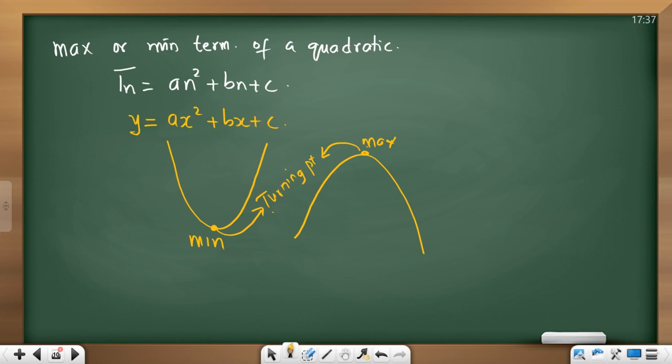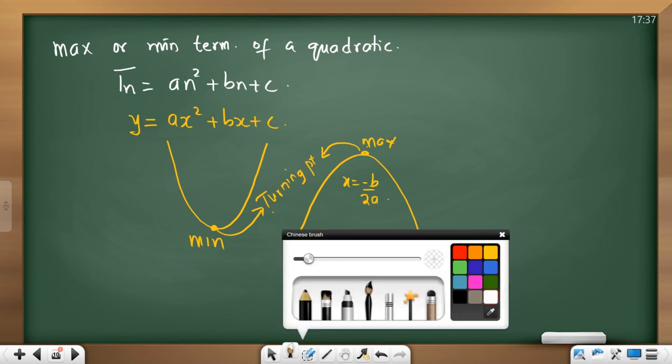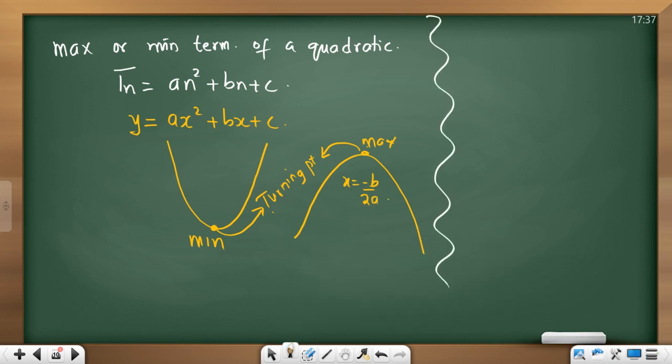And how do you find that? Remember, this one is x equals minus b over 2a. You do the same, but this time around, you're not saying x, you're saying n. Whatever you get here would be n. And please note that n has to be greater than 0, and it's an integer. n must be greater than 0, and n is an element of integers. So your minimum or maximum would be that.